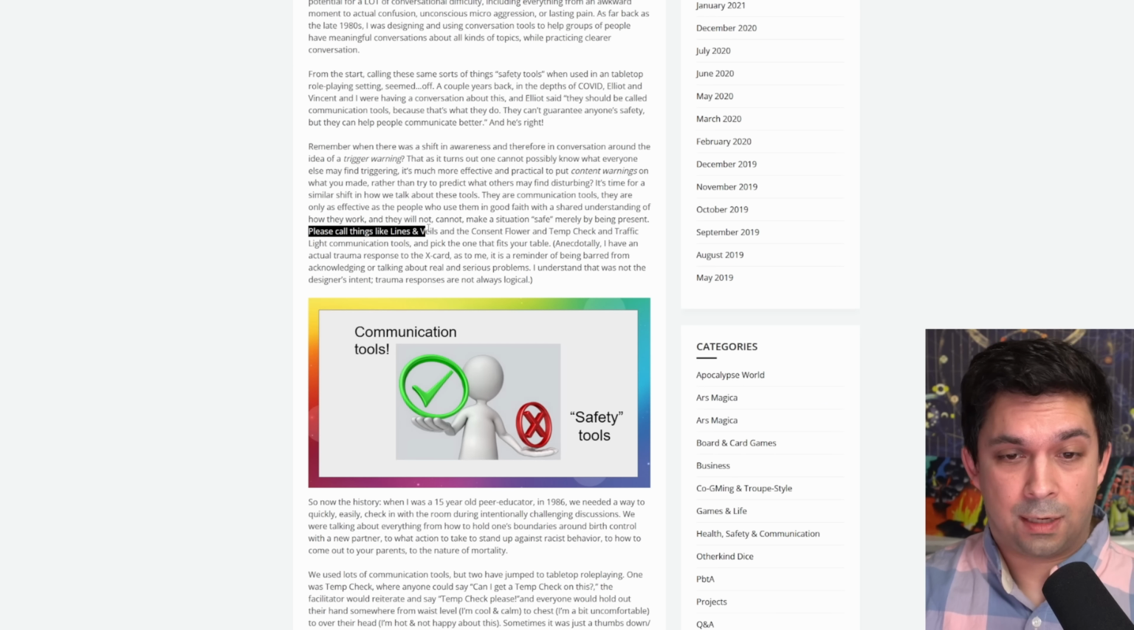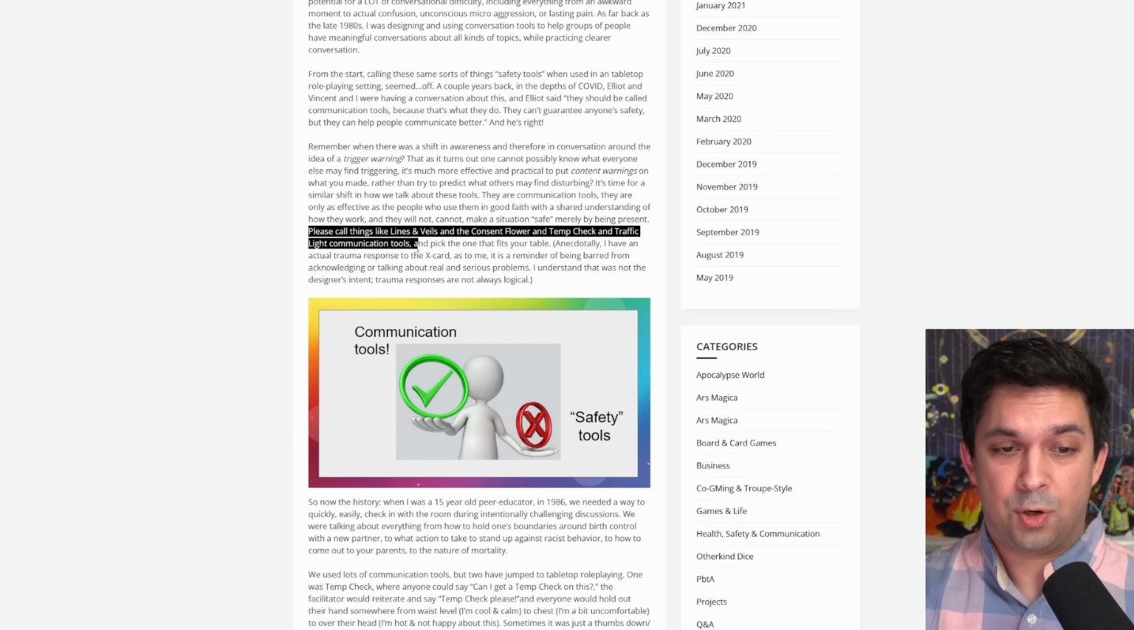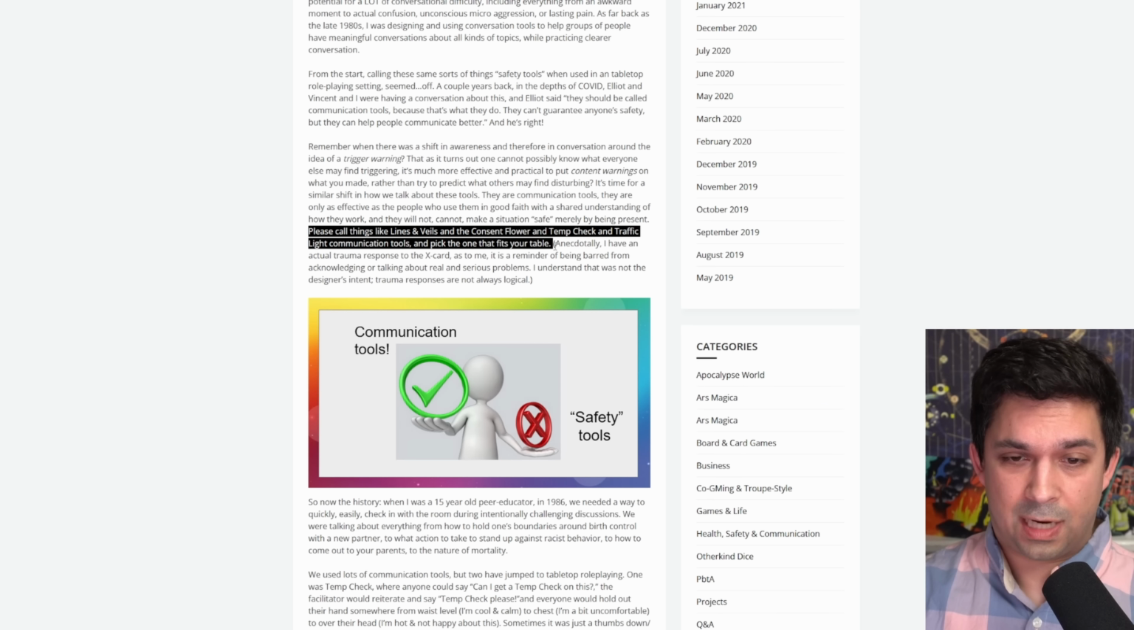If someone is being a jerk, they're probably going to be a jerk whether or not there are safety tools in place. Please call things like lines and veils and the consent flower and temp check and traffic light communication tools, and pick one that fits your table.